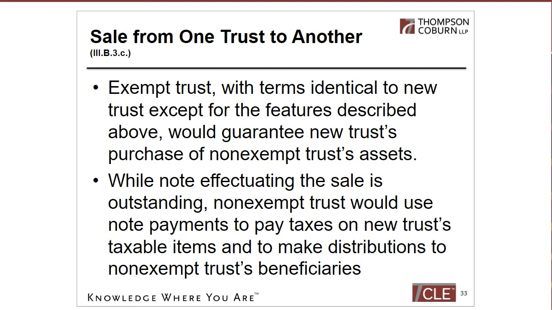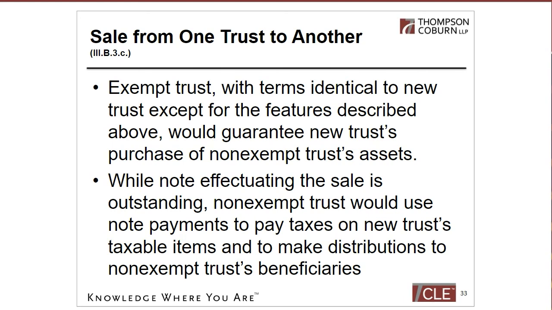The trustee of the exempt trust is guaranteeing this note because they have a fiduciary duty to promote this relationship. Okay, so while the note effectuating the sale is outstanding, the non-exempt trust would use note payments to pay taxes on the new trust's taxable items, and to make distributions for the non-exempt trust beneficiaries.